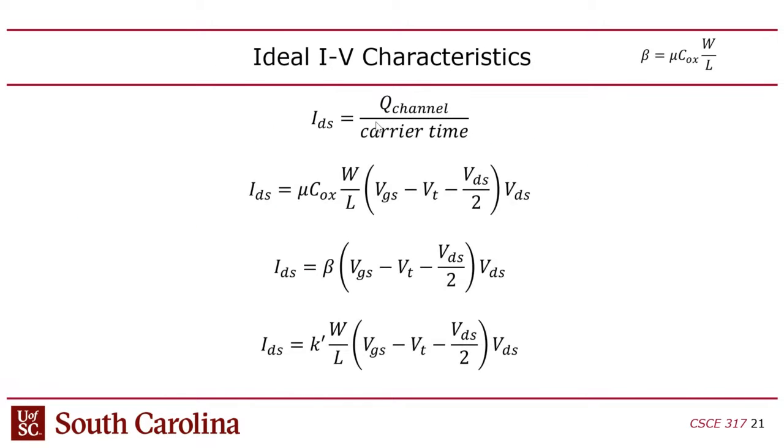Okay, so this is the same slide I presented last time. This is basically just different ways to rewrite this equation. You'll notice there's this beta term. So this mu Cox width over length is collapsed into beta. Beta is a term that's used to describe the width and length, and also the carrier mobility. You can also break beta out into k prime width over length if you want to express it that way.